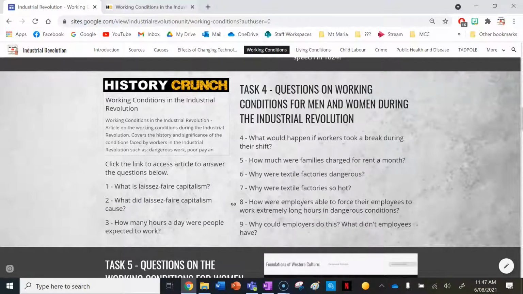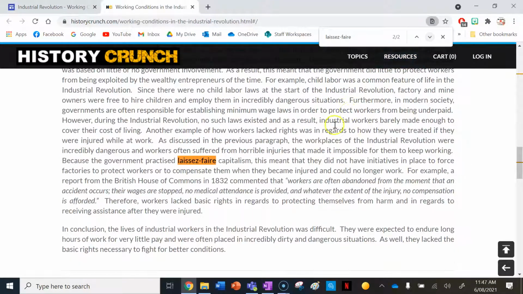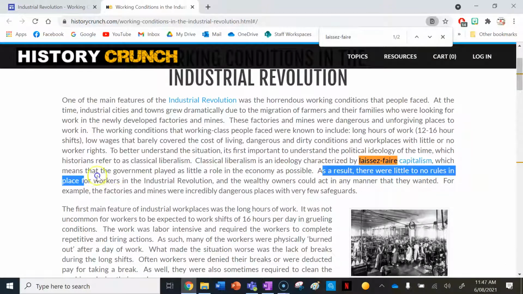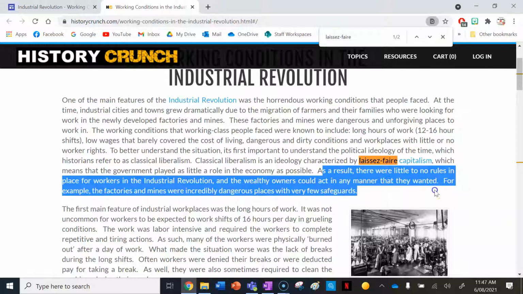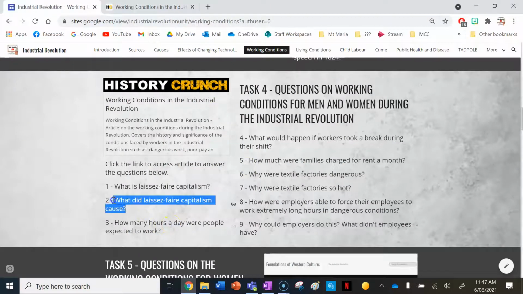What did laissez-faire capitalism cause? So now I'm looking for laissez-faire capitalism again. I'm going to go back up to here. As a result, okay, here we go. There were little to no rules in place for workers in the Industrial Revolution, and wealthy owners could act in any manner they wanted. For example, the factories and mines were incredibly dangerous places with few safeguards. So that could form your answer for number 2.